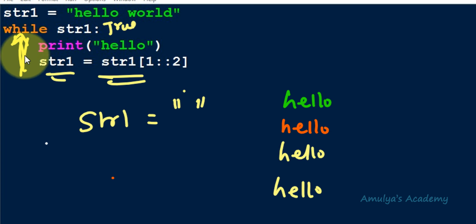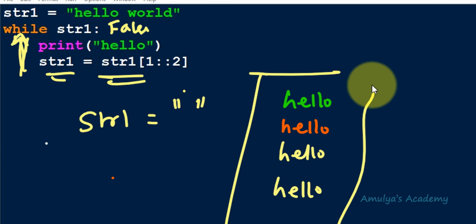Now again control goes here. But now str1 is an empty string. That means it will evaluate to false. As I said, when a string is empty, it will evaluate to false. So it will become false and come out of the loop. That's why we got hello 4 times in the output.